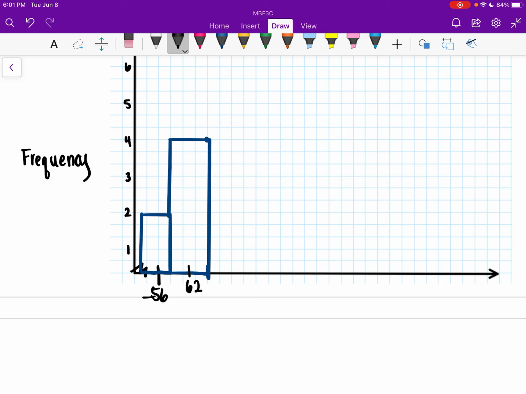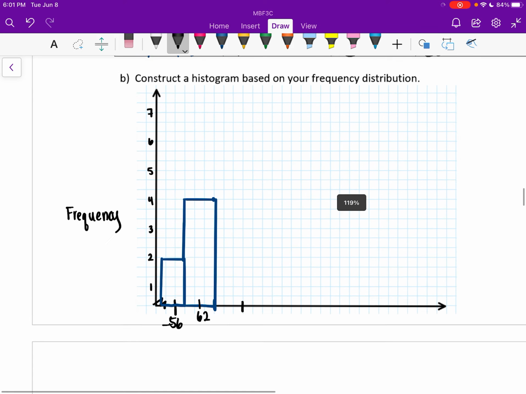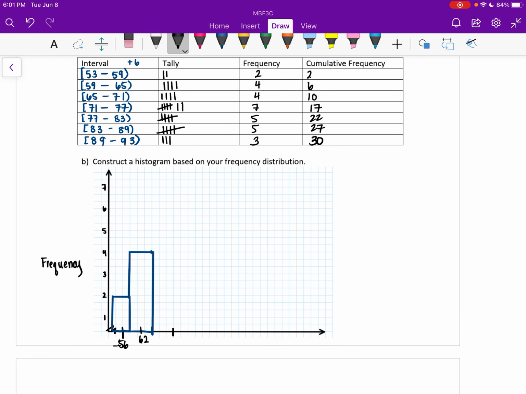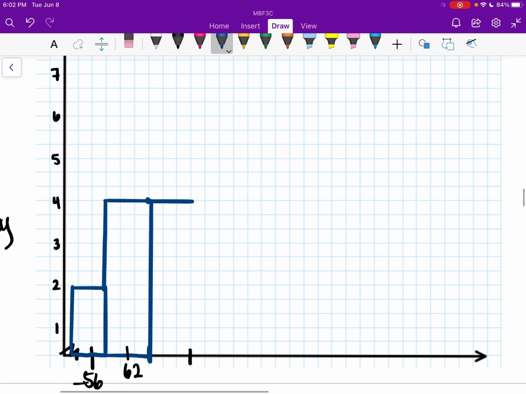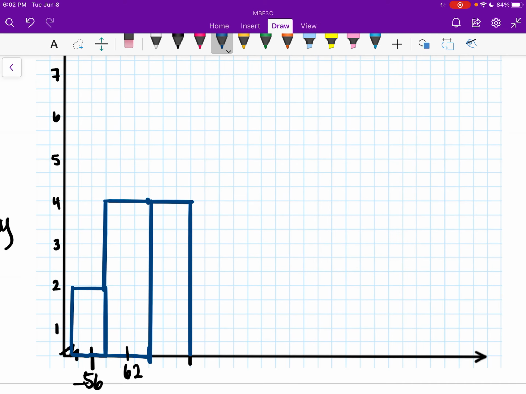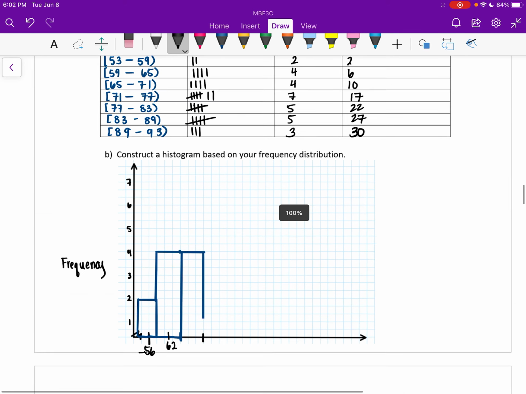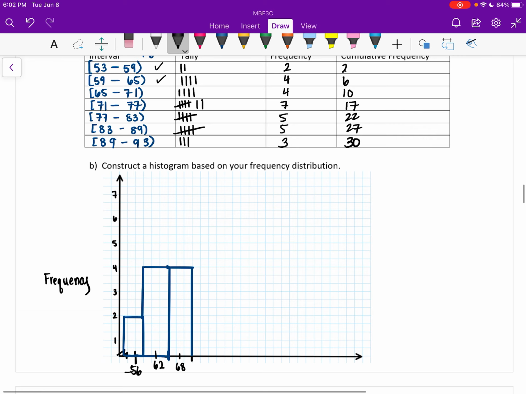Each of those boxes, since we're going up by 3, actually represents 2. So I'm going to go over 3 more, which is another 6 in my interval. Now 65 to 71 is also 4. So I'm going to go up to 4 and draw my line down. I'm just going to label that as 62 plus 6. You want to label just in the middle, which is 68. So I'm done my first interval, my second interval, and my third interval.